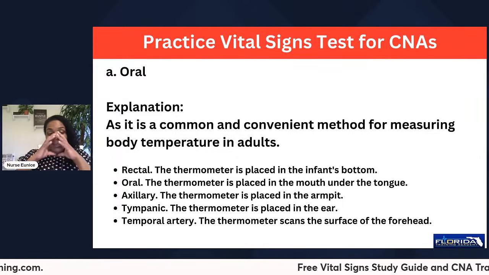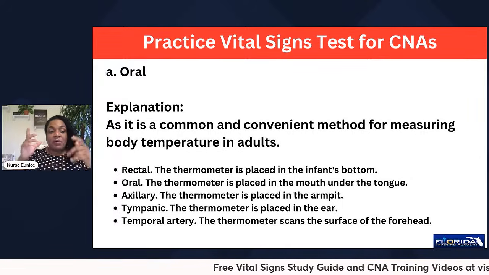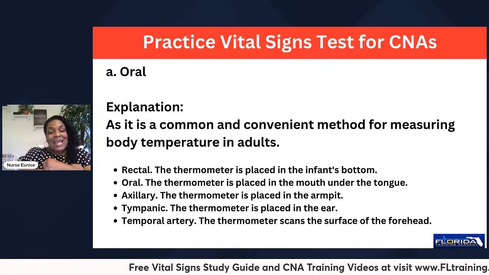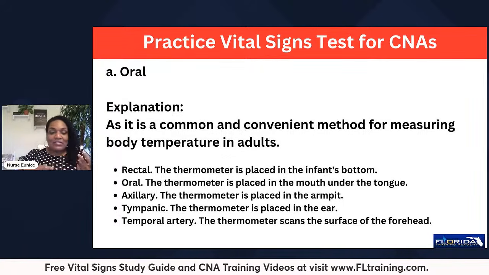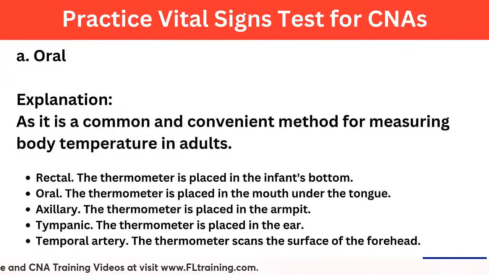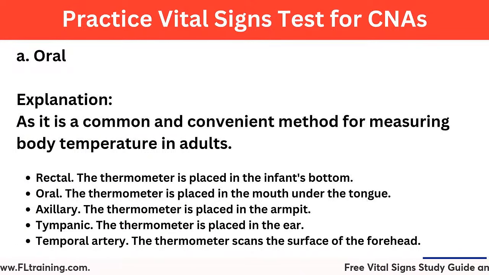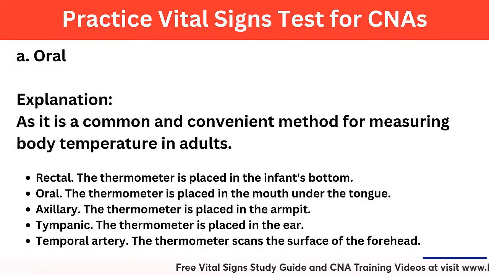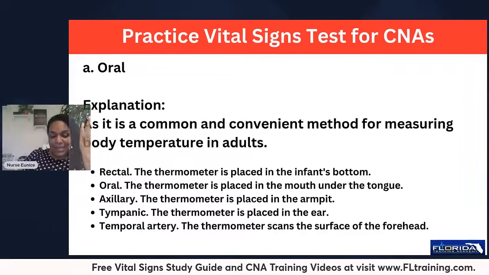a mouth breather. Right now, we can't use their mouth. So the next best place to go would be the axillary temperature. That's not as accurate as a rectal or an oral temperature. Tympanic we rarely use for adults, but that's when the thermometer is placed in the ear. And temporal is what we've been using since the pandemic.